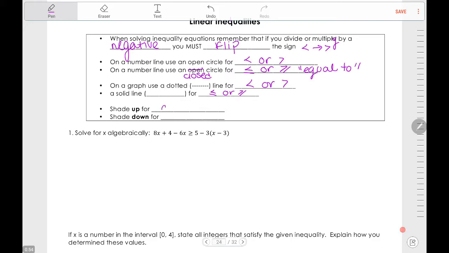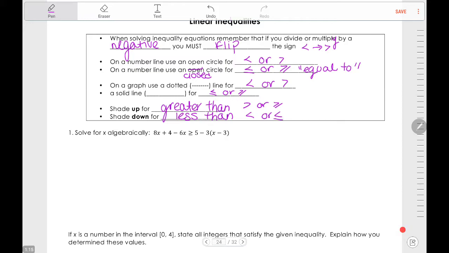We shade up on a graph when it's greater than, or greater than or equal to. And we shade down when it's less than or less than or equal to.